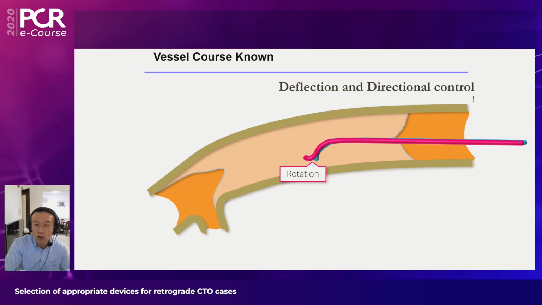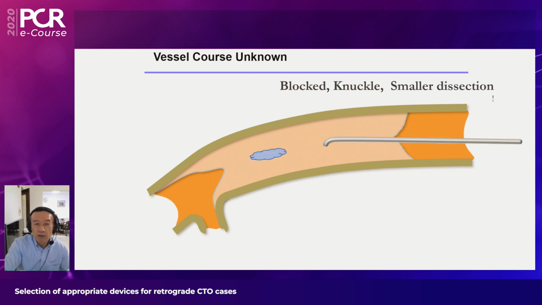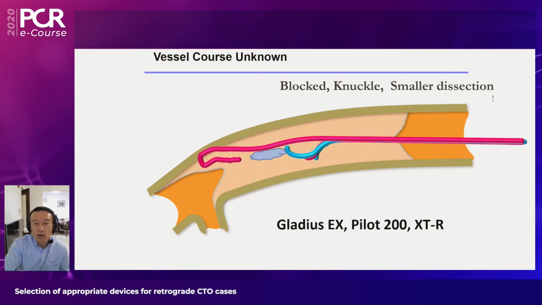So probably we can say that if you know the vessel course, we can do deflection control and directional control, like using the Gaia wire or the Gaia Next wire in some countries. If the vessel course is known, and sometimes we recognize a very hard resistance, when we have some resistance, we can use a polymer jacket wire, such as Gladius EX and Pilot 200 for the knuckling to the distal vessel.